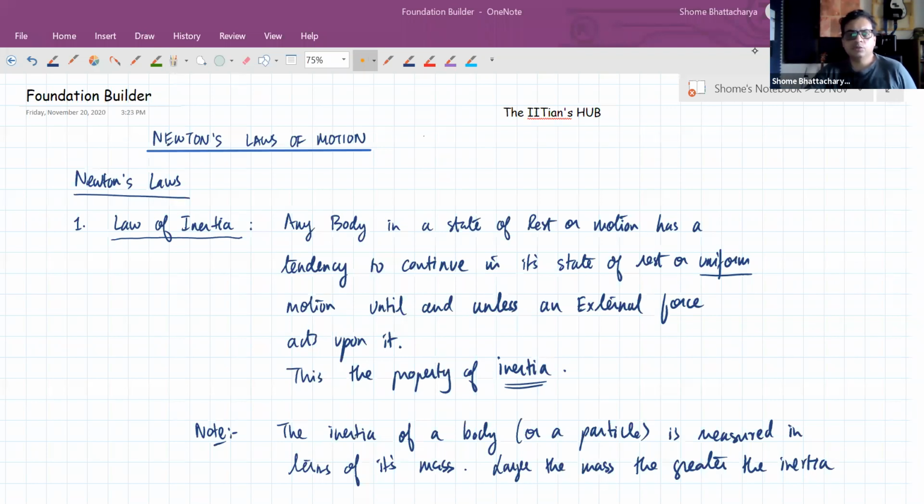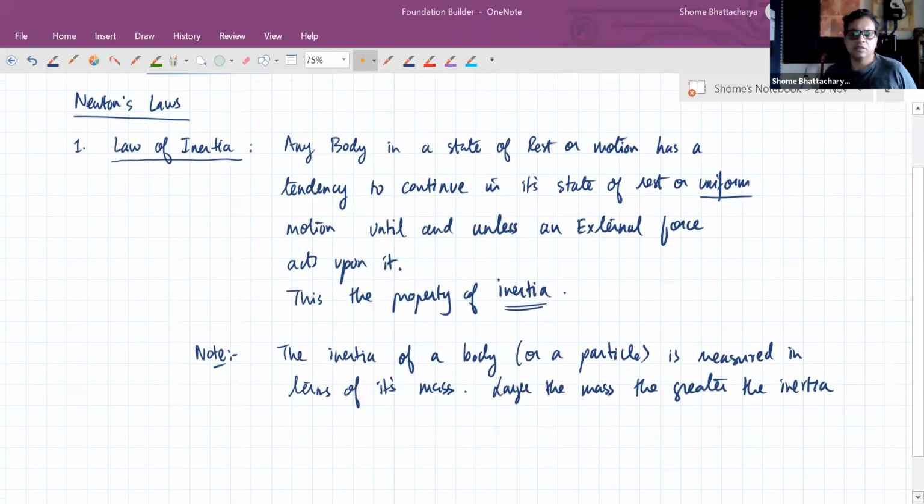Other than that, we will also be following a reference book in this, Concepts of Physics by H.C. Verma. At the end of the lecture, I will explain that to you. So I hope all of you are clear with the statement of the first law. Let us understand this in a little bit more detail.